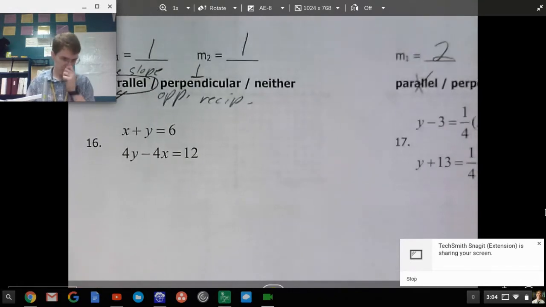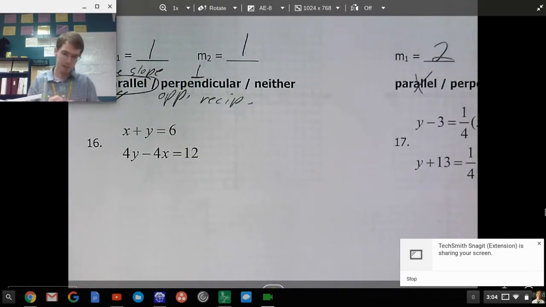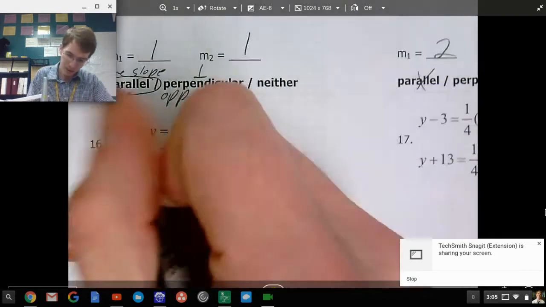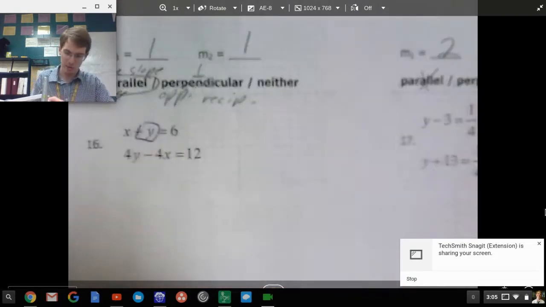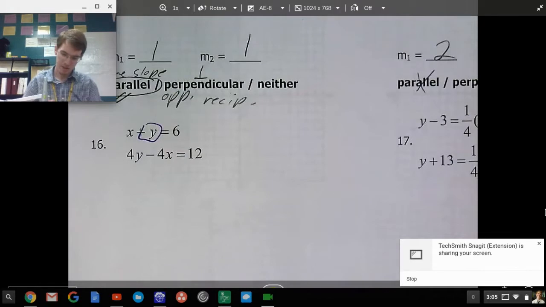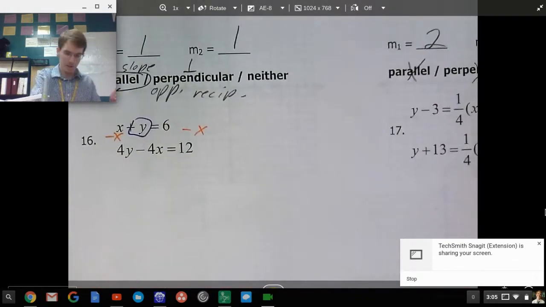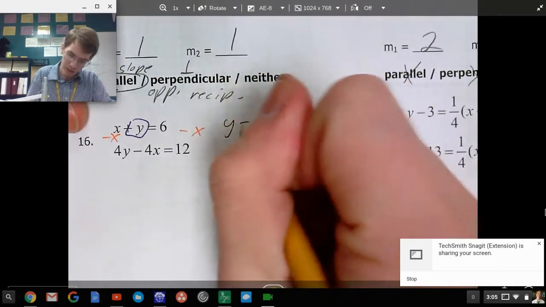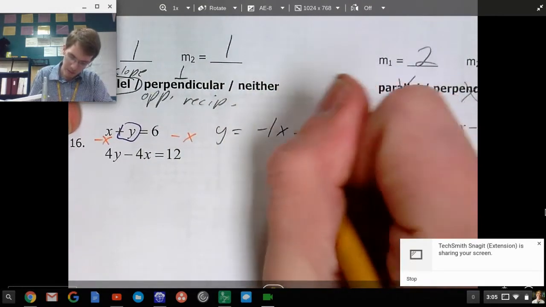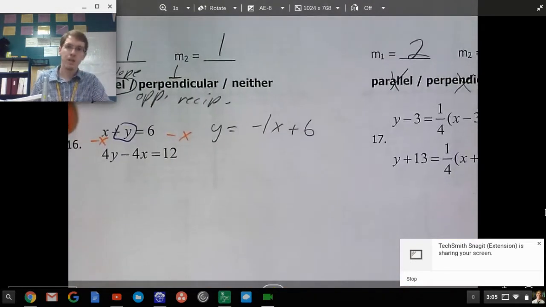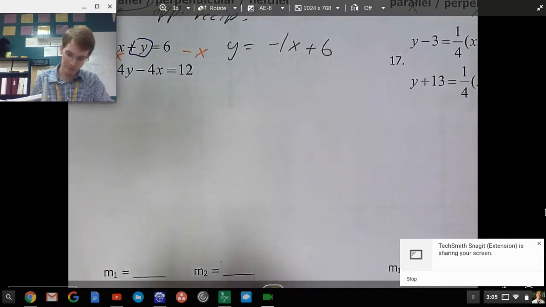Okay, 16. Y is not by itself, so I pull up my pens again. So I need to subtract x from both sides. So I get, let's see, this one is going to be y equals negative 1x plus 6. So the slope of the first one is negative 1.